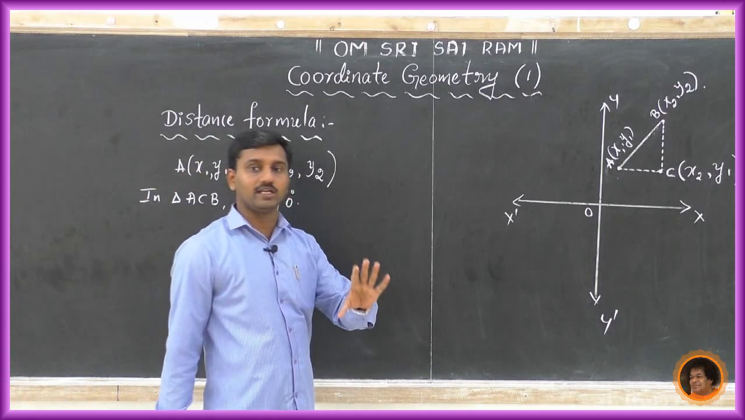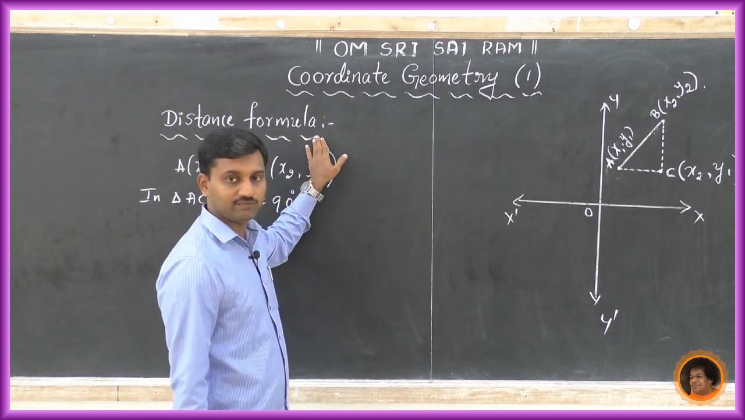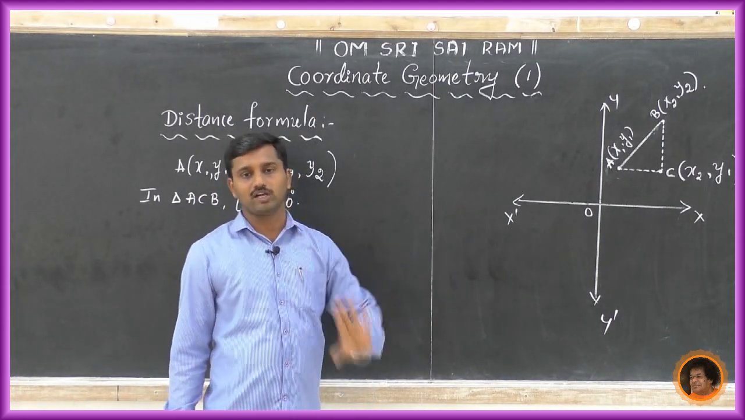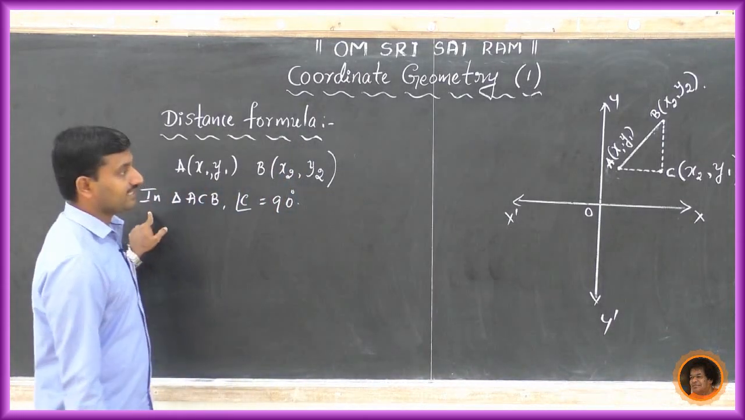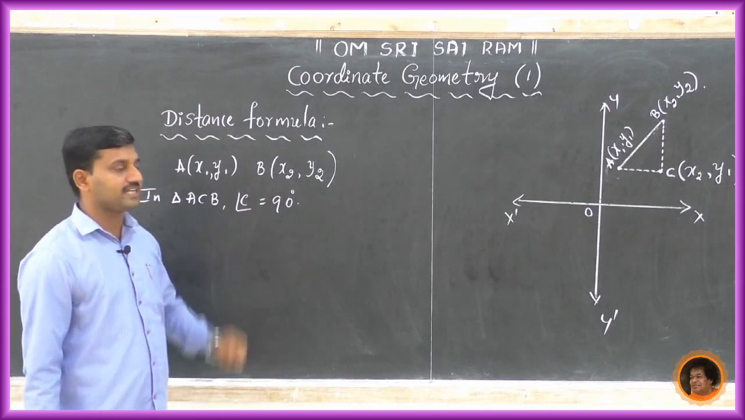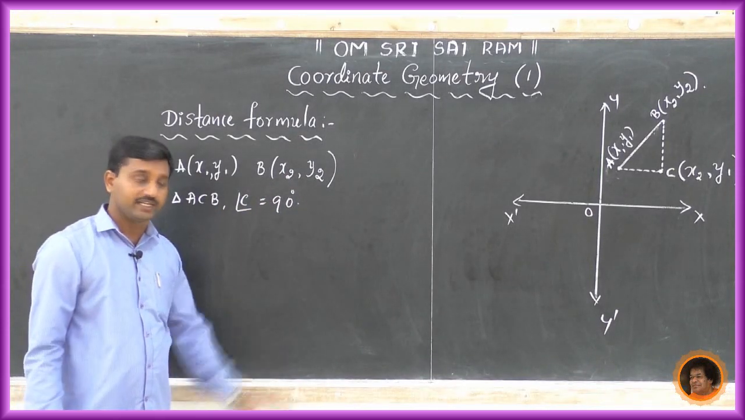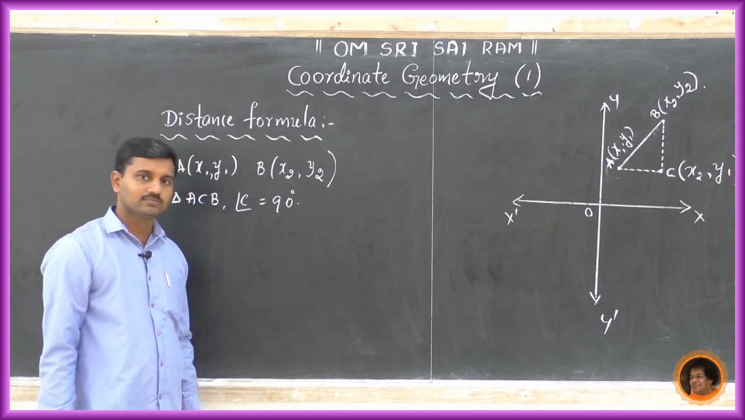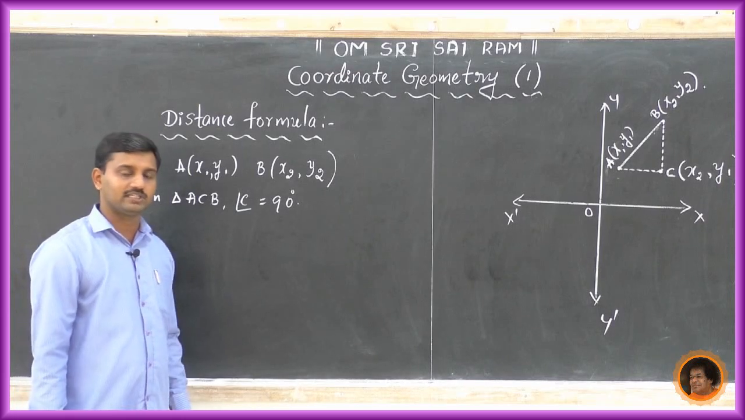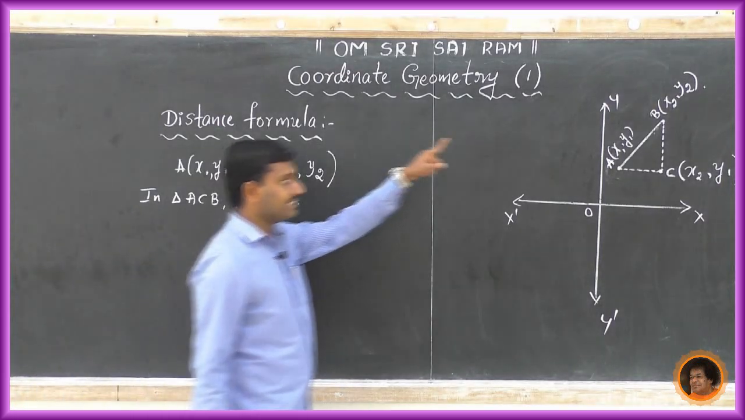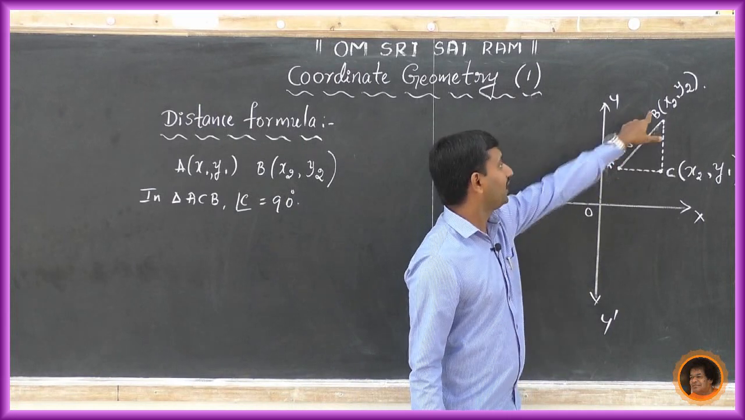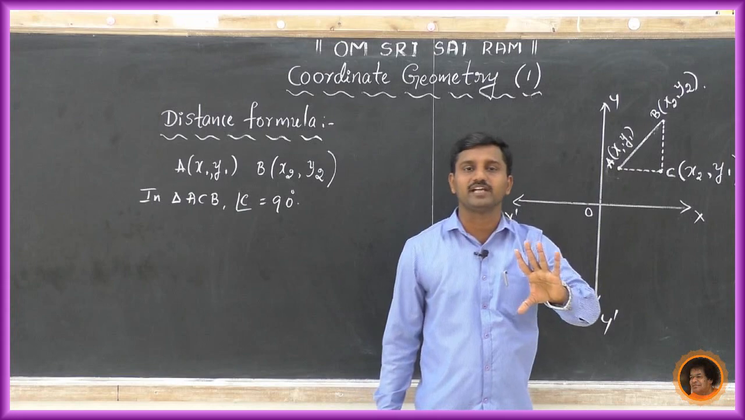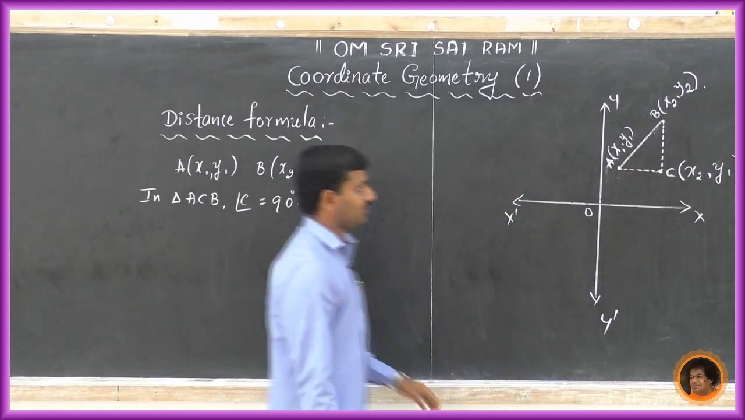Students, for your extra knowledge, I will give the derivation of the distance formula. But from the examination point of view, you concentrate only on the formula, that much is enough. Now, in triangle ACB, angle C equals 90 degrees. If one angle is 90 degrees, that is known as a right angle triangle. Can we apply the Pythagoras theorem? What is the statement of the Pythagoras theorem? Just recall. In a right angle triangle, the square of the hypotenuse is equal to the sum of the squares of the other two sides. This is known as the Pythagoras theorem.